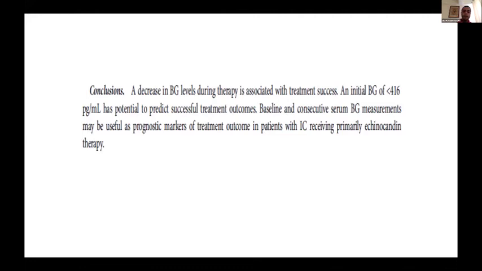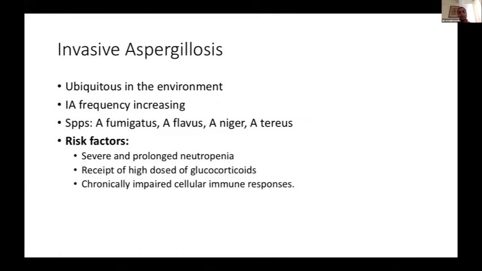So again, it becomes quite difficult to use this, especially in our setup, to be monitoring the response to therapy. So we mainly use the clinical parameters and other laboratory parameters. Invasive aspergillosis is another common fungi that can occur post-transplant. It is quite ubiquitous in our environment.